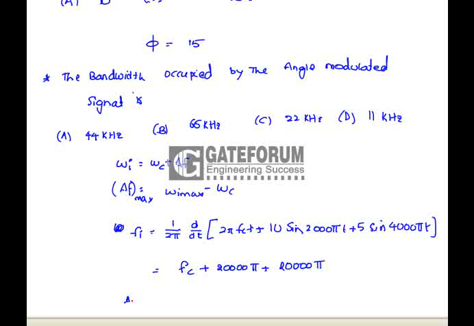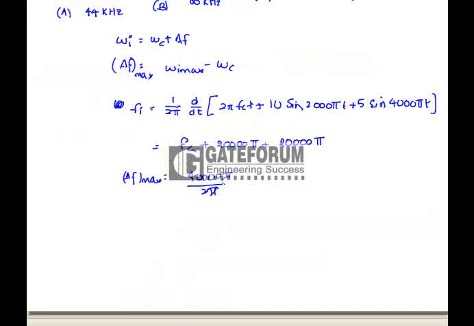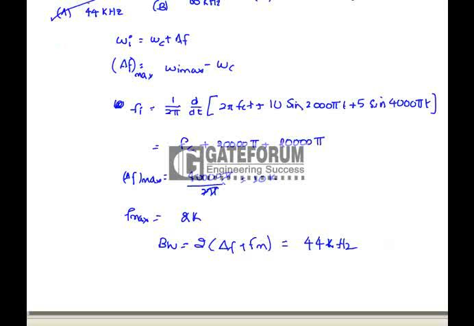So delta f max is 40,000 pi divided by 2 pi, which is 20k. And fm max is 2k. So bandwidth is 2 times (delta f plus fm), that is 44 kilohertz. That is, option A is correct.